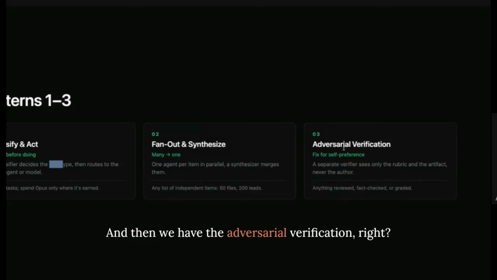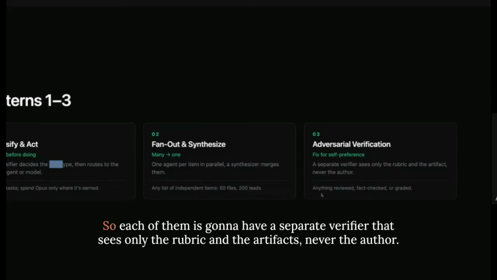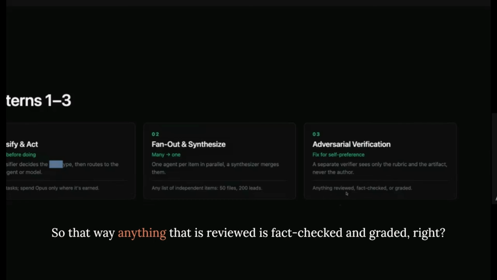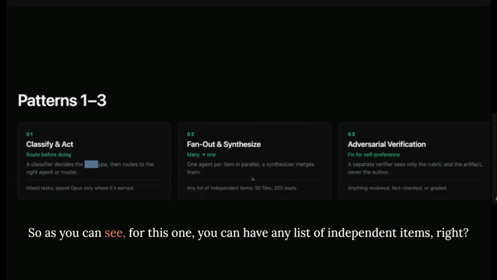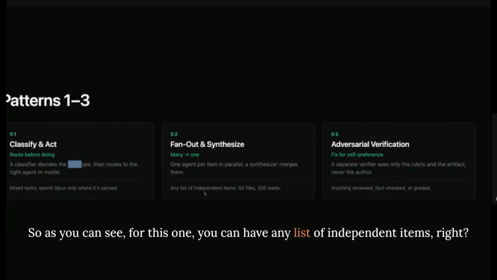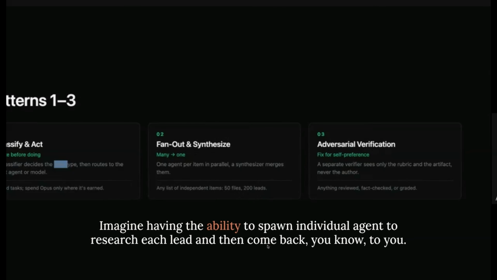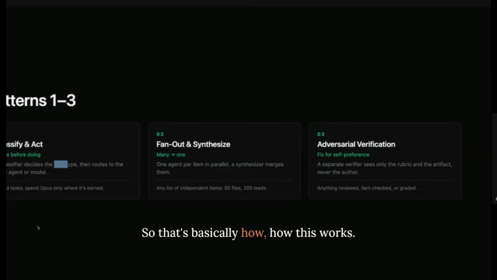And then we have the adversarial verification, right? Which is the fix I told you for the self-preference. Each of them is going to have a separate verifier that sees only the rubric and the artifacts, never the author. It never knows where this is coming from. That way, anything that is reviewed is fact-checked and graded, right? For this one, you can have any list of independent items, 50 files, 200 leads. Imagine having the ability to spawn an individual agent to research each lead and then come back to you. So that's basically how this works.